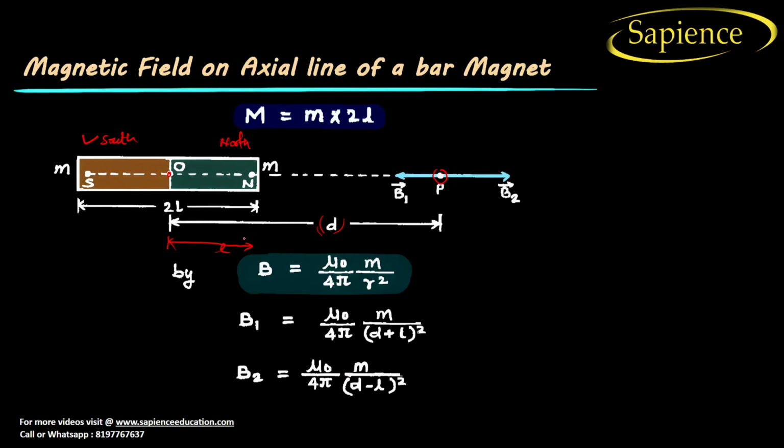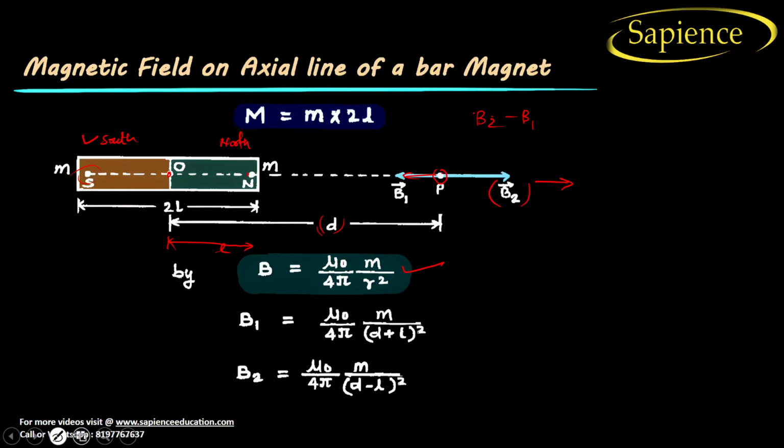Now we need to find the magnetic field separately due to each pole, the north and the south pole. We know the magnetic field has the formula mu naught by 4 pi, m by r square, where r is the distance from the pole. Here, this is the north pole, so due to the north pole the magnetic field is directed in this direction, and due to the south pole the magnetic field is directed in this direction. So the net magnetic field will be B2 minus B1.